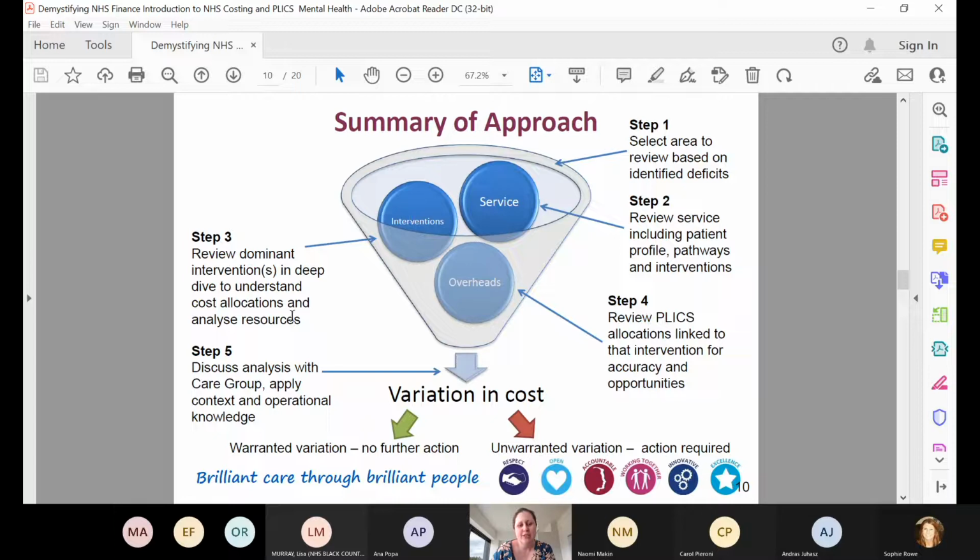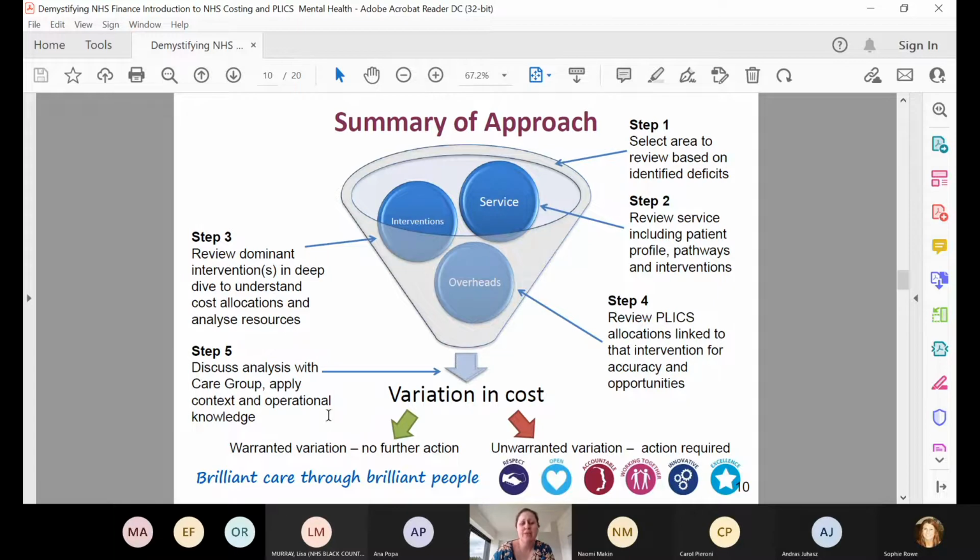We then took the interventions a little stage further to actually start to deep dive and understand the cost allocations and the resources that went into delivering those interventions. Step 4, we looked at our PLICS system. So actually, were there any accuracy opportunities? So like I mentioned earlier, sometimes we'd look at floor plans and realise they were out of date. Same can be true with IT systems. So making sure that we're definitely allocating the right overheads is key.